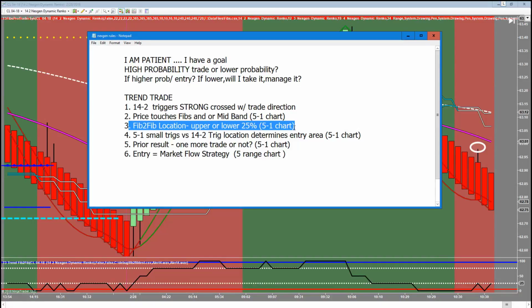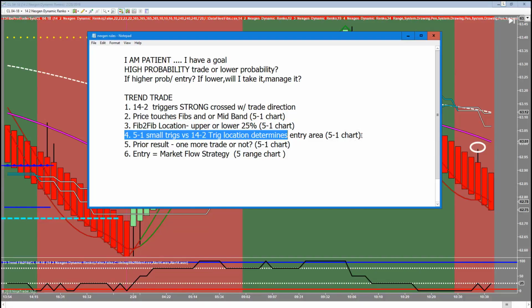Now this is the one that we're really going to study today, or right now. We're going to study where the small triggers are in relationship to the 14-2 triggers. We've already done the easy ones, the ones that are on the correct side. So this next section is going to be location on the wrong side. Then we're also going to take a look at prior results.